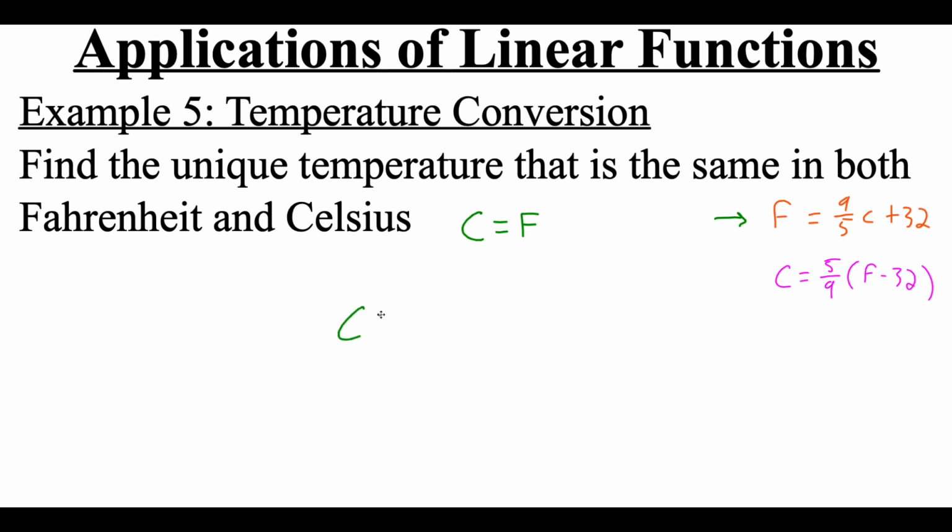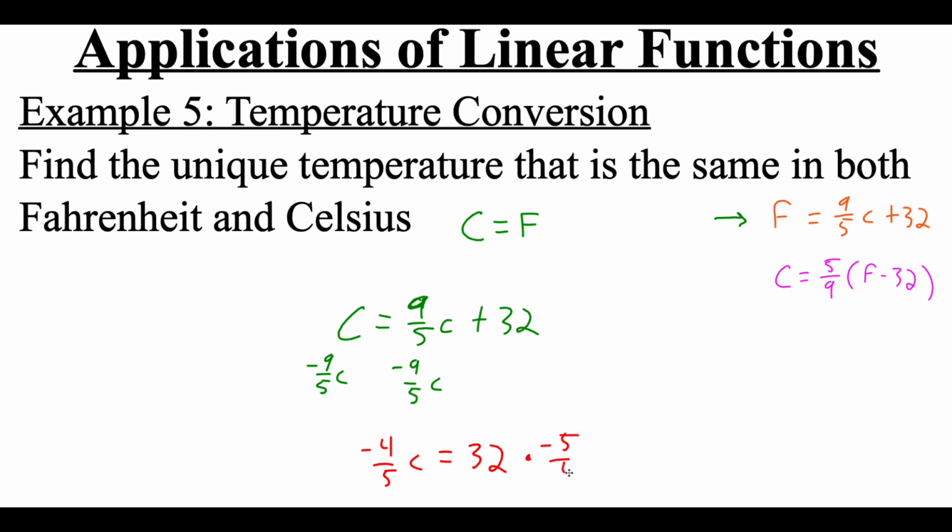So then my equation is going to say C equals 9/5 C plus 32, and I just want to solve to get C alone. So the first thing I'm going to do is subtract 9/5 C over to the left-hand side. If I do that, I'm going to get negative 4/5 C equals 32. Now, in order to get C alone, I'm going to multiply by the reciprocal. So I'm going to multiply by negative 5/4 on the right-hand side. So that's going to give me a Celsius value of negative 40 degrees. And because we were looking for a place where the Celsius and Fahrenheit temperatures are the same, what that means is that negative 40 degrees Celsius is the exact same as negative 40 degrees Fahrenheit.